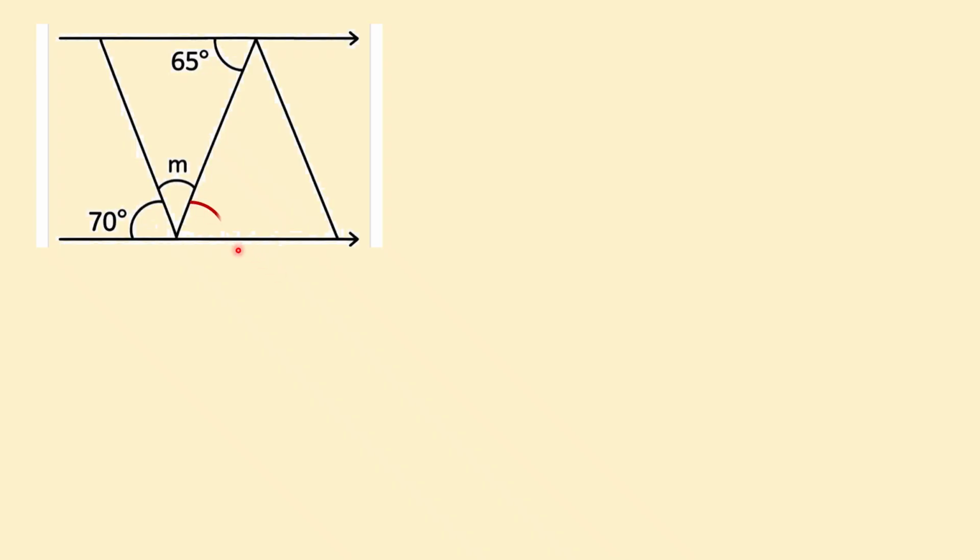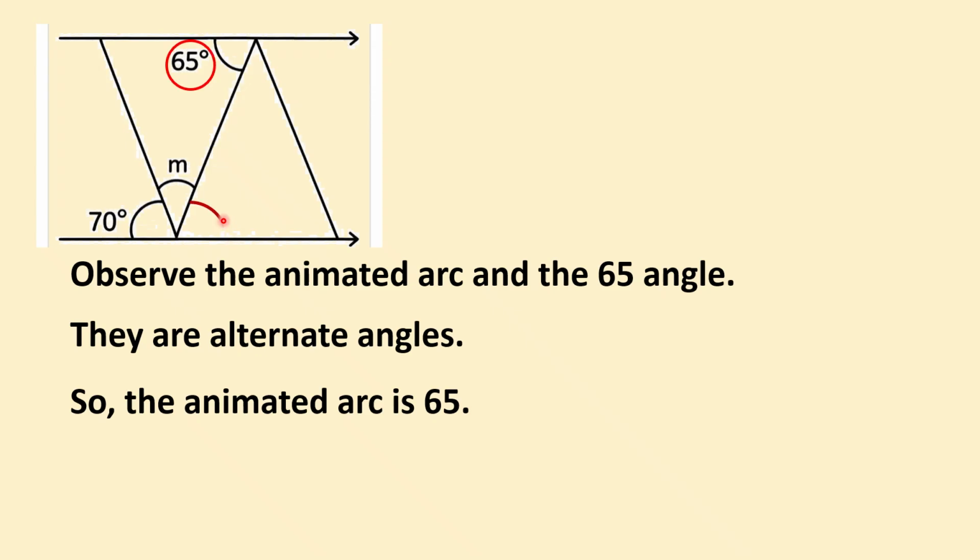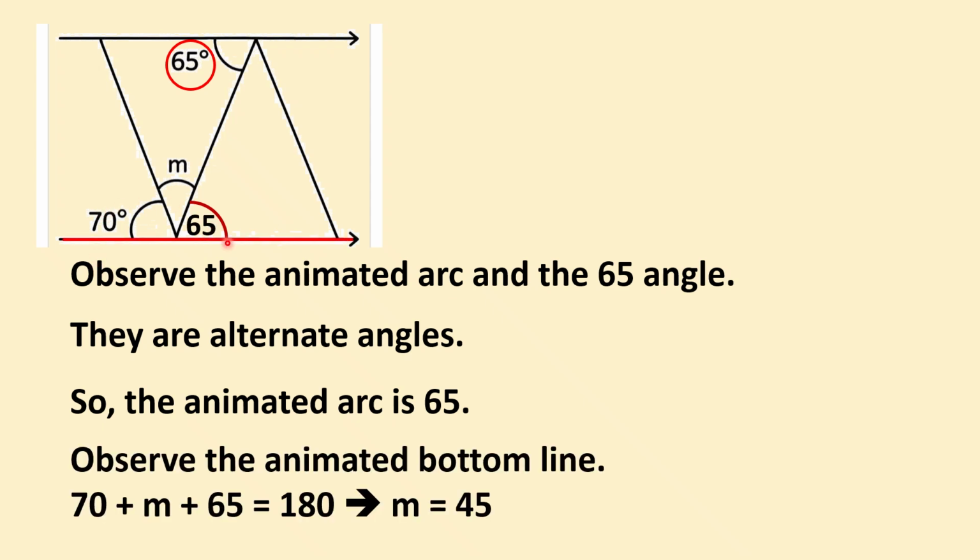Now observe this animated arc and also the angle marked 65. These are alternate angles. Because alternate angles are equal, this angle is also marked 65. Now observe all the three angles at the bottom. Because this is a straight line, the total must be 180. So 70 plus m plus 65 equal to 180, giving you m equal to 45.